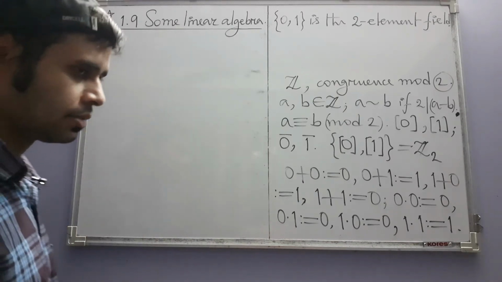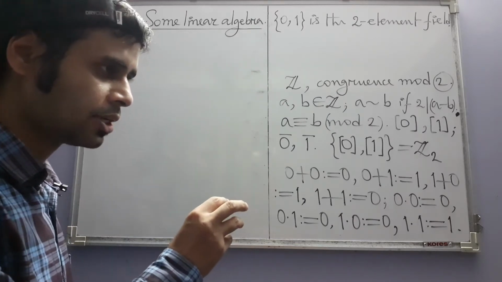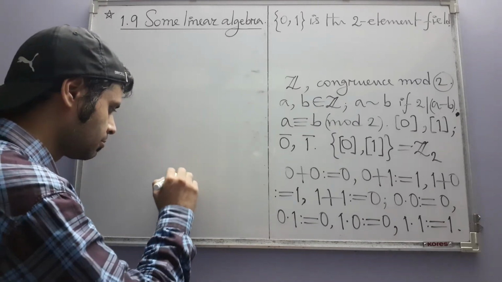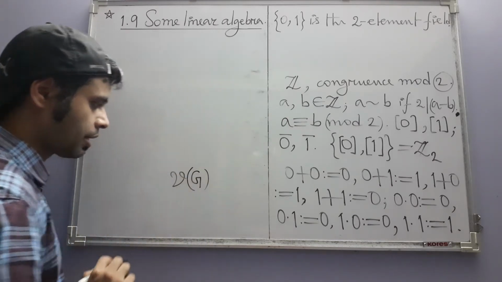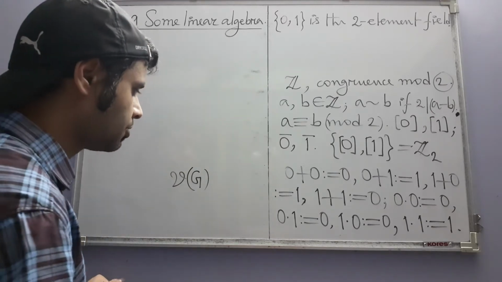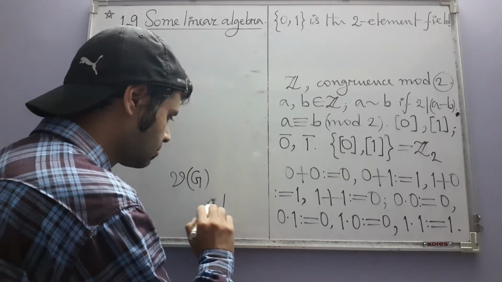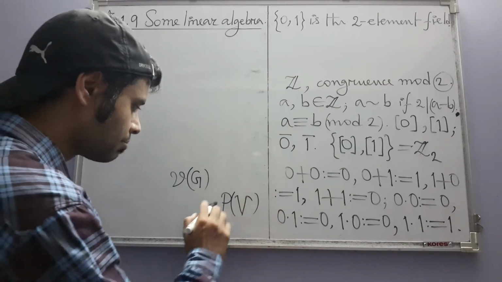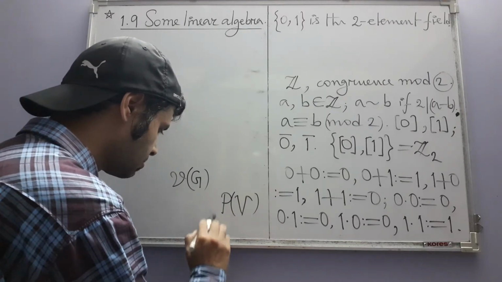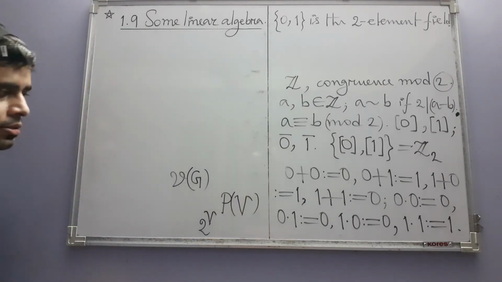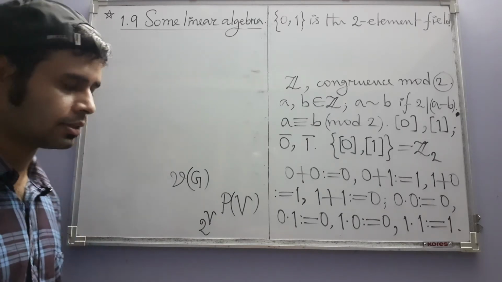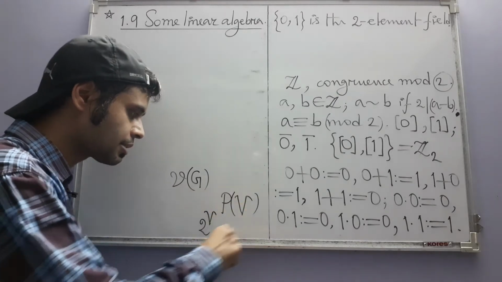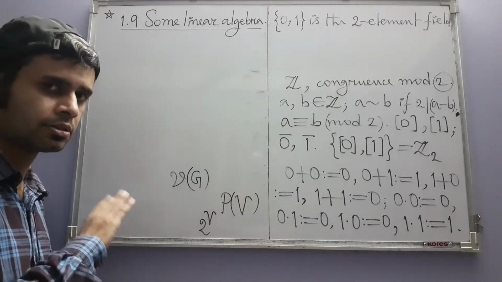As a set, this vector space nu of G has a one-to-one correspondence with the power set of the vertex set V, or sometimes this same thing is denoted by a symbol like this. That means there is a correspondence between the functions that you have in this vector space and subsets. So that is the next thing the author is talking about.